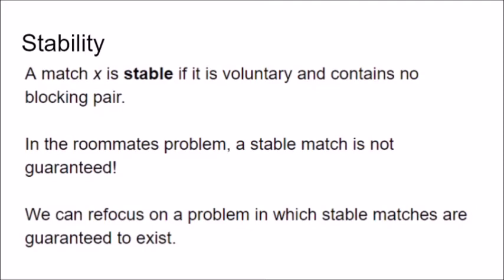There is a proof by counterexample in the book. You could also do a theoretical proof, but that would take a lot of time. But suffice it to say that in the roommates problem, there is no guarantee that you will find all stable matches. So what we can do instead is refocus on a problem in which those stable matches are guaranteed to exist. And that problem, famously or infamously, is the marriage problem.